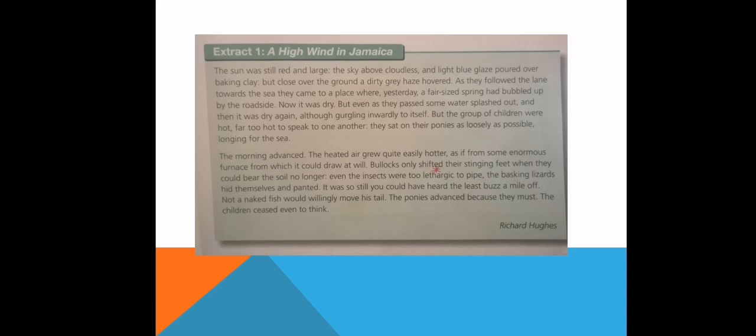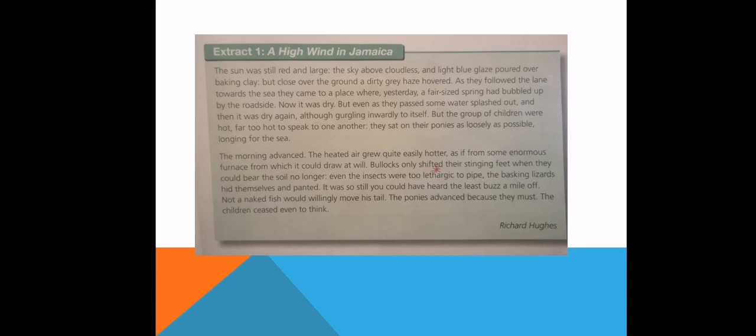All right, so the morning advanced. It's growing later in the day. The heated air grew outside easily hotter, as if from some enormous furnace from which it could draw at will. So a furnace is like the opposite of an AC. It's like an appliance that heats up the house. So they said the air was getting hotter and hotter, like it was a huge furnace that could be drawn at will. Like you could turn it up and make the heat higher.